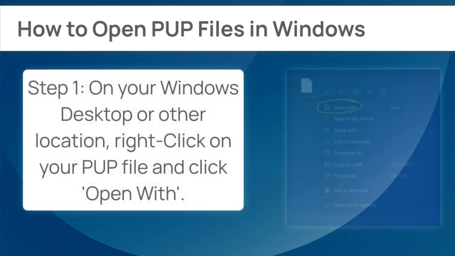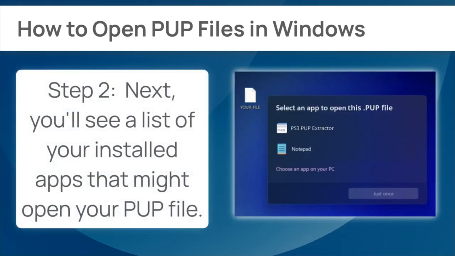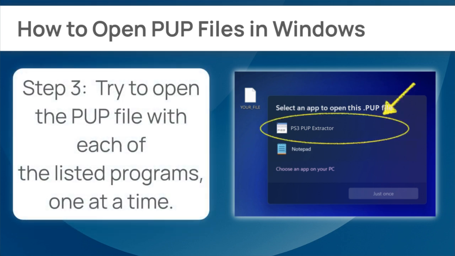We are performing a foundational software check. Right-click your PUP file and choose Open With. Test with PS3 PUP extractor first. If it's missing, select another program. It's often a simple software fix.